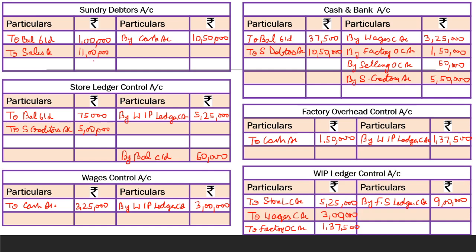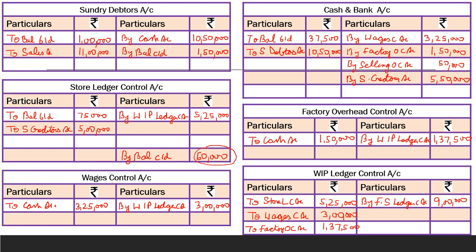Our next account is sundry debtors account. Here the debit balance is 12 lakh rupees and the credit balance is 10,50,000. So balancing value on the credit side by balance carried down 1,50,000. Now the stores ledger control account, here the debit balance and credit balance are the same, 5,75,000 and 5,75,000. So there is no balancing, the balancing value is already written in the account.